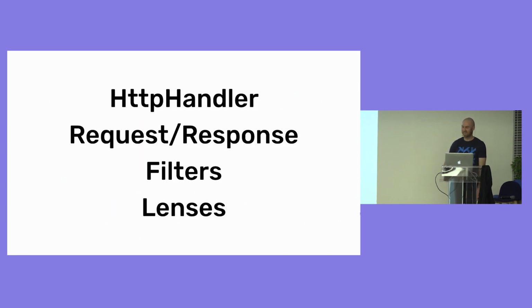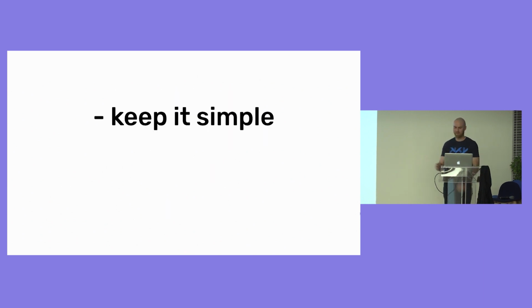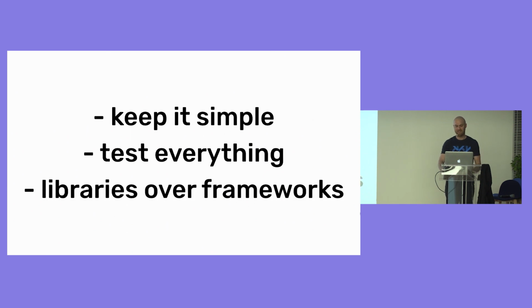So as a summary, these are very simple main abstractions. There is the HTTP handler, which gets an immutable request and returns an immutable response. And around it it is wrapped in filters, and there are lenses. So the main design goal: keep it simple. Basically everything you've seen is just functions calling functions. Then test everything through all layers, and libraries are better than frameworks.